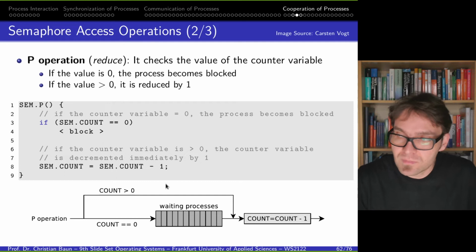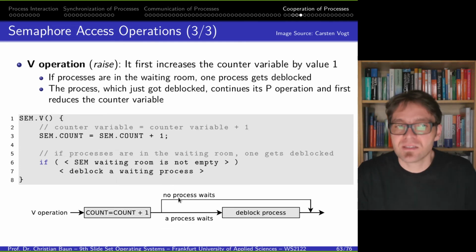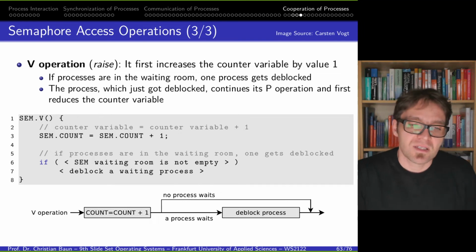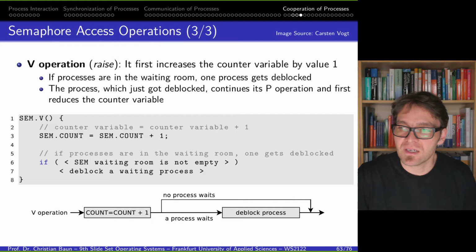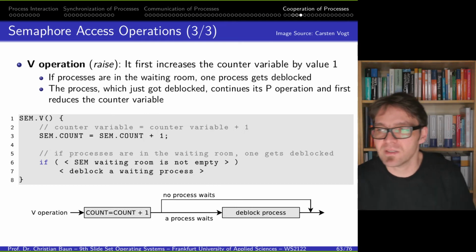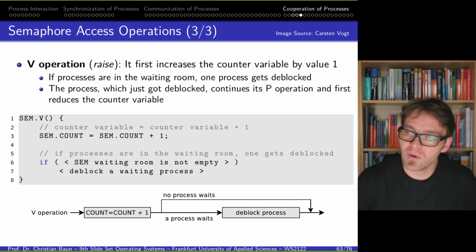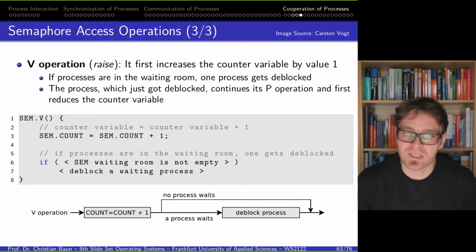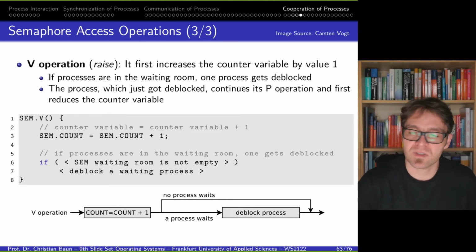And next, the V operation means the semaphore value is immediately incremented by 1, and if we have at least one process waiting in the waiting room, the first one is probably unblocked and may continue with its P operation.